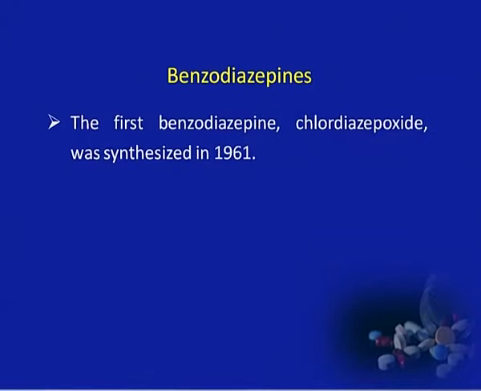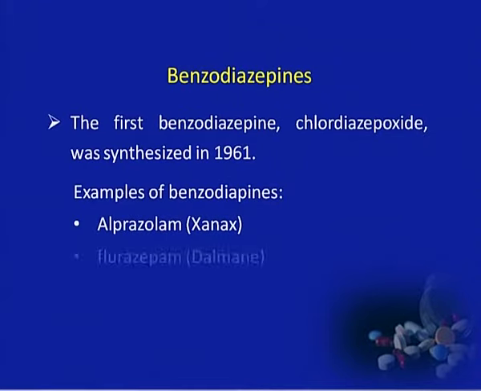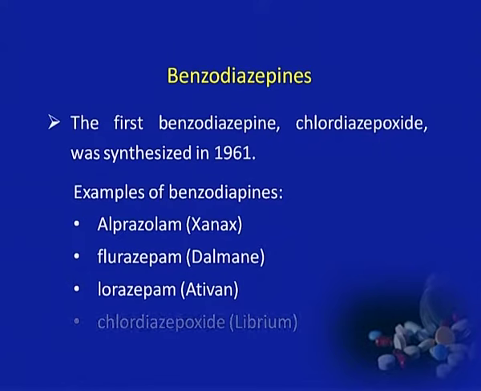The first benzodiazepine, chlordiazepoxide, was synthesized in 1961. There are some examples of benzodiazepine drugs: alprazolam, flurazepam, lorazepam and chlordiazepoxide.